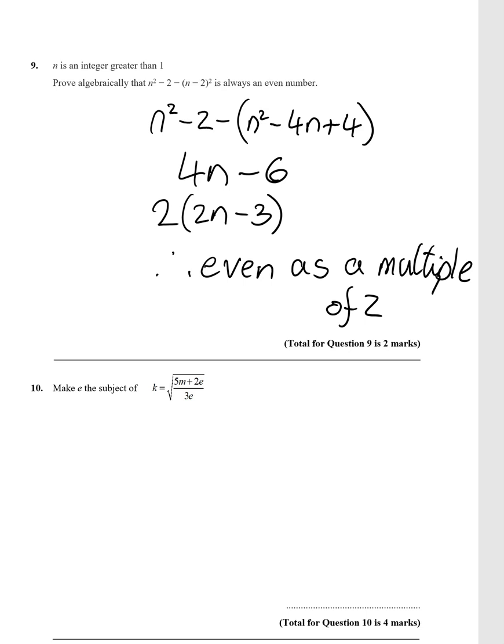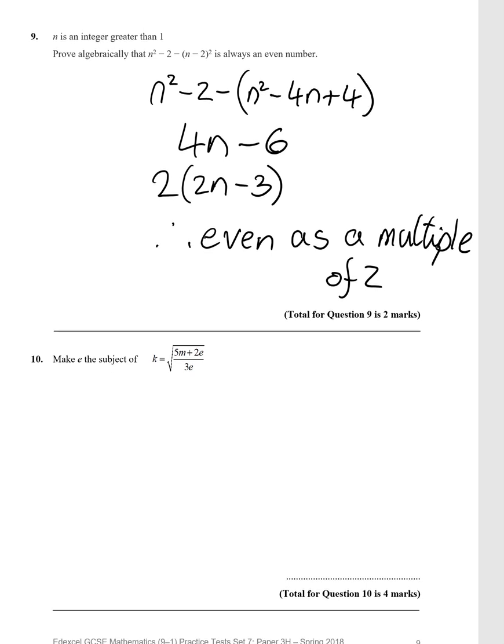Right, number 10. Make e the subject of the formula. Right, well firstly let's get rid of the square root sign. So let's square it. And we've got 2e, so at some stage we are going to have to factorise. But before we do that, this is all divided by 3e. You want it all on the same level. So multiply by 3e.